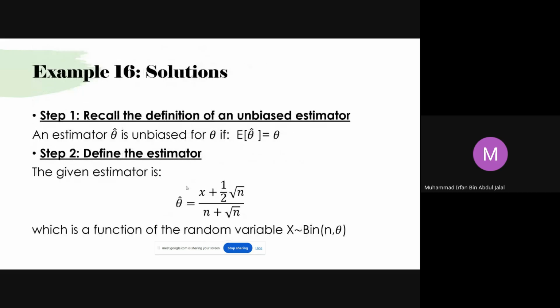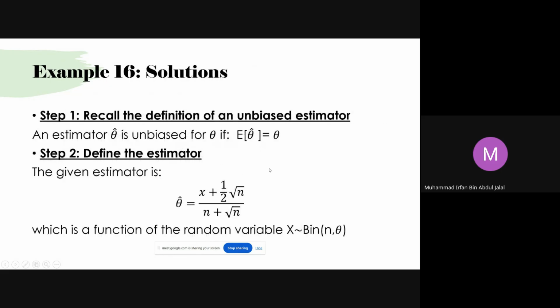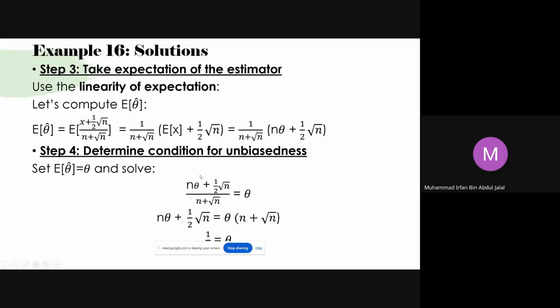So in this case, we prove our task here, that the minimum estimator of the binomial parameter, this quantity, is unbiased only when theta equals half. If other values, then it is considered biased, because the expectation of this estimator will not equal theta here. So it has a certain bias. So in the long run, if you compute all the samples, like 1,000 sample means, it will not converge towards your true population parameter.